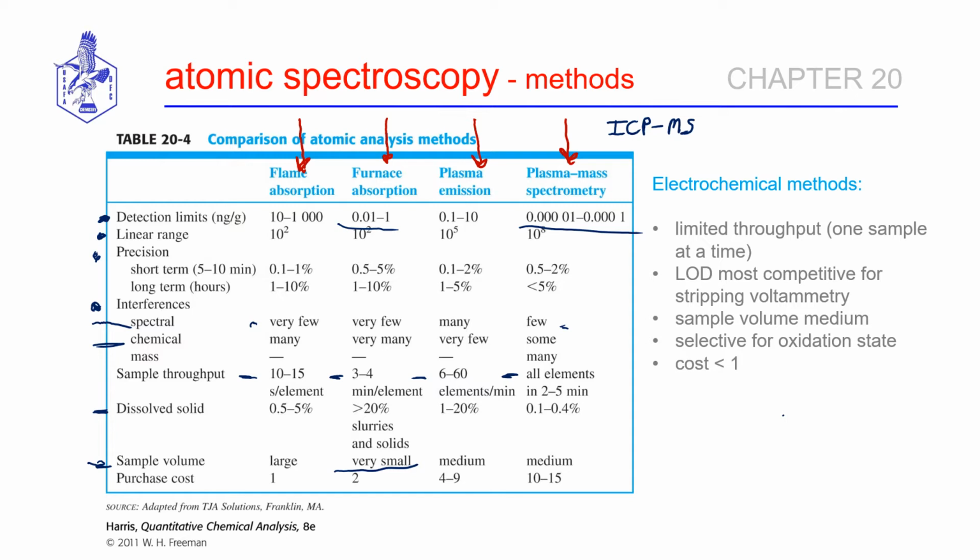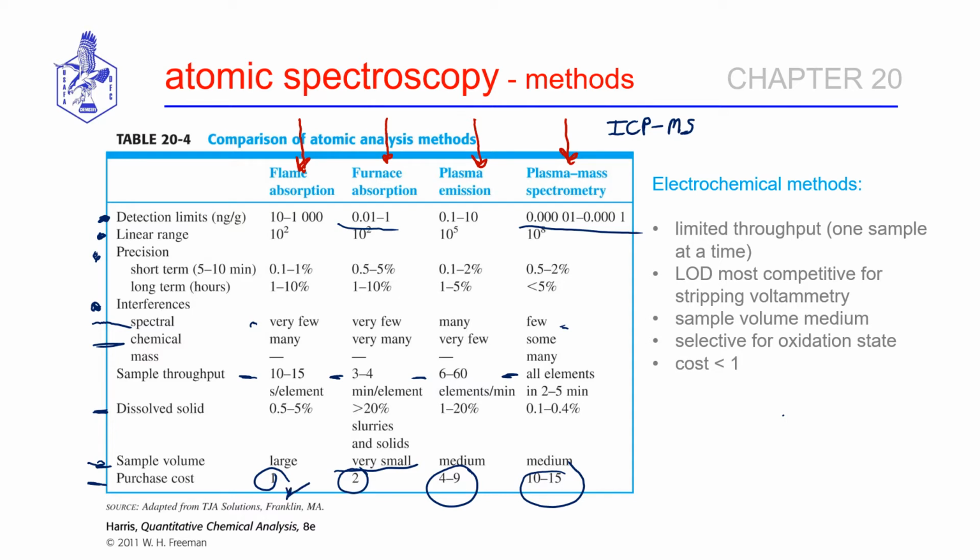And finally, the cost of the method, always a practical consideration. Our flame methods are the least expensive, followed by the furnace methods. Then when we get into plasmas, those are expensive. We consume argon and we need a more specialized detector. And an ICP mass spectrometer is very expensive. You're talking $120K, versus a really good atomic absorption flame instrument for $20K or less.